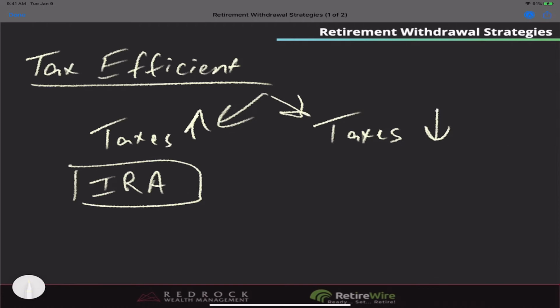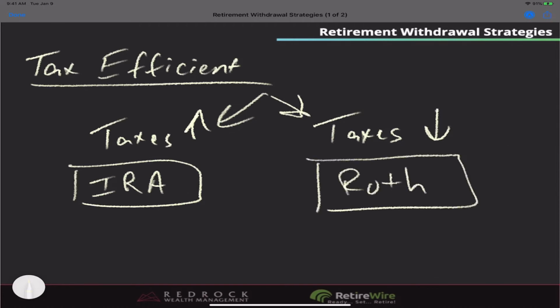Phase two of this decision is if you expect taxes to be lower, you want to take these next chunks of money or next distributions out of the Roth IRA. Why? Because taxes will be lower in the future. Why pay a higher tax rate now? So this is actually the fifth step in this whole process.